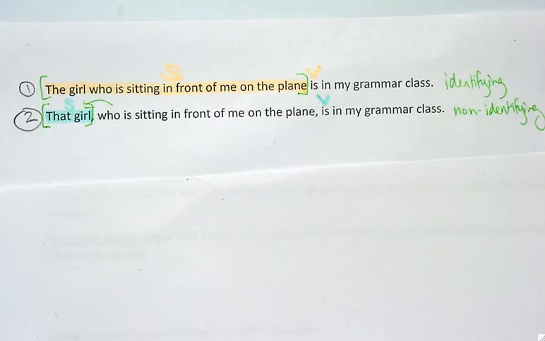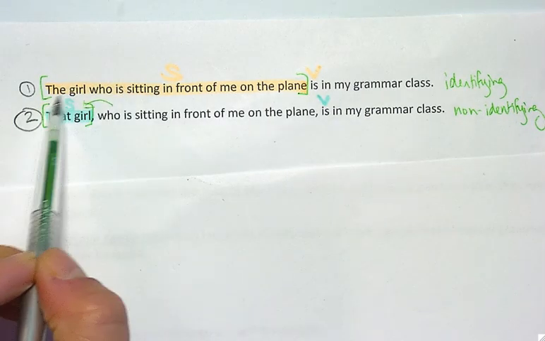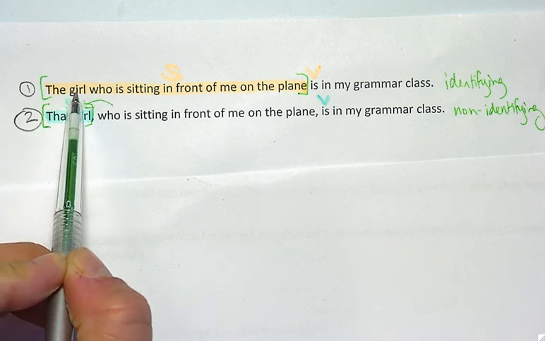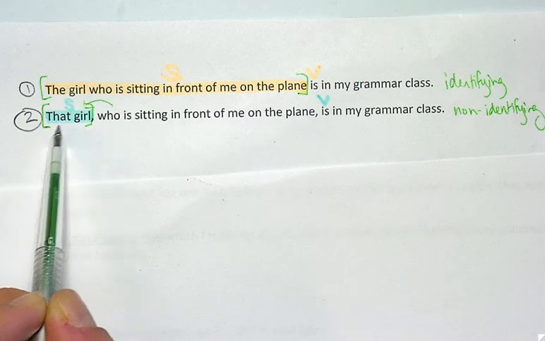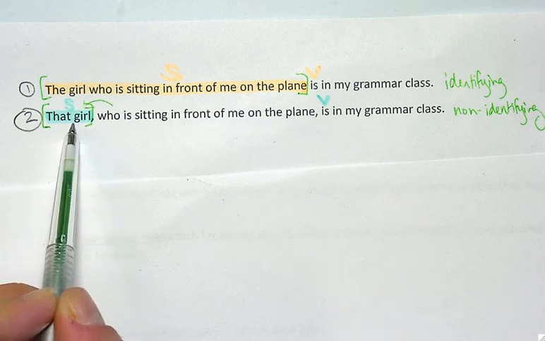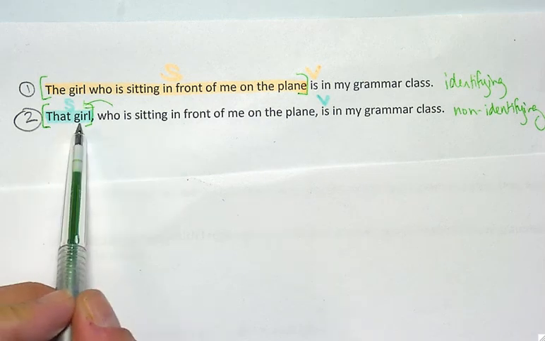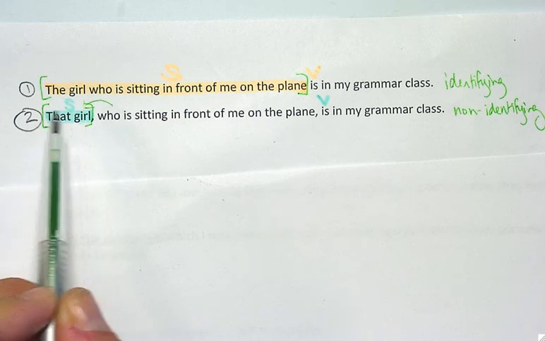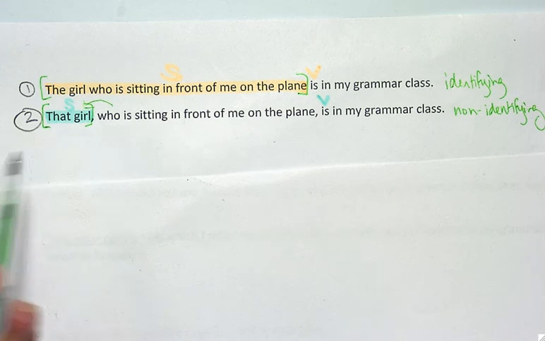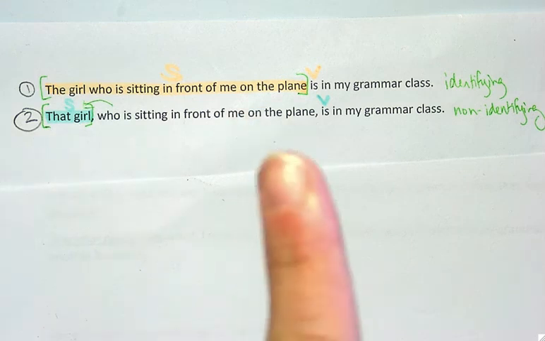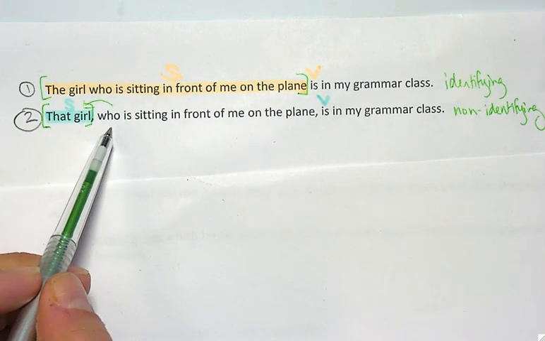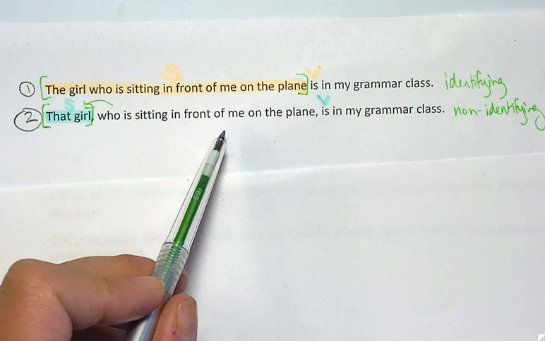Identifying means I need this adjective clause to find out which girl you're talking about. It helps me identify this noun. Non-identifying means I don't need this adjective clause to find out which girl. Now, on paper, it's a little bit difficult. Which girl? Well, I don't know because it's written. But in real life, I might point and say, that girl over there, who is sitting in front of me on the plane, is in my grammar class.